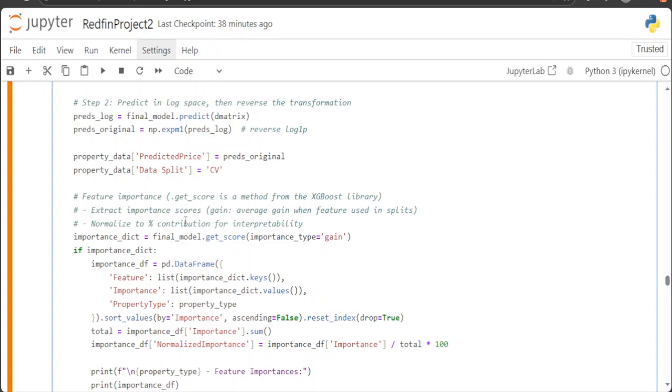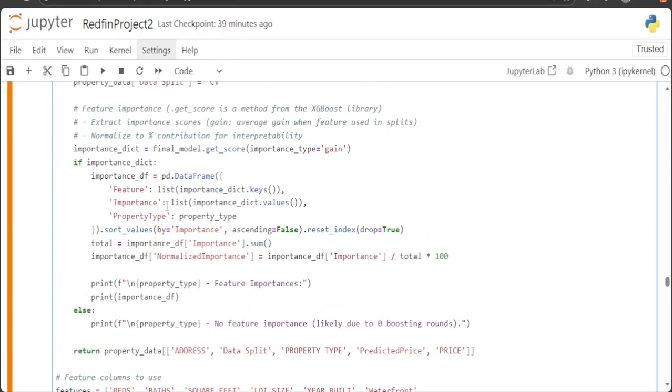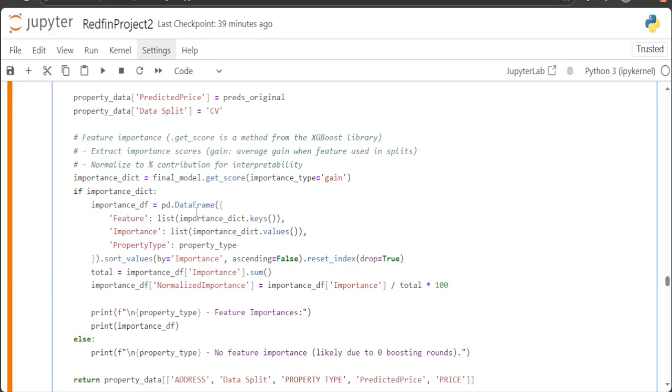Get our feature importance right here. This get_score is a method from the XGBoost library. We're extracting the scores, the average gain when features are used in the splits during the model runs, normalized to the percent contribution for interpretability. You can see here we made a data frame for this feature importance, and we sorted it so the most important ones are at the top.